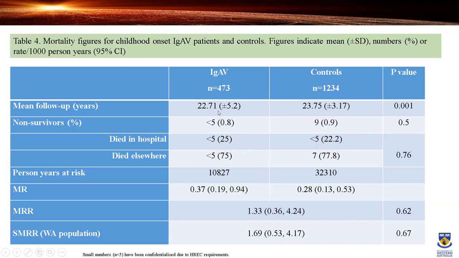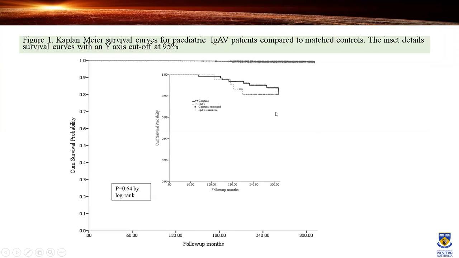Finally, looking at mortality as an outcome, we found a very low mortality rate as expected in this young cohort, with a mortality rate ratio of 1.3 between the two. And when we compared IgA vasculitis patients to the WA population, the standardized mortality rate ratio was 1.7, which remained insignificant. In terms of overall survival, the 20-year survival rate was over 99% in both cohorts, with no significant difference noted between them.